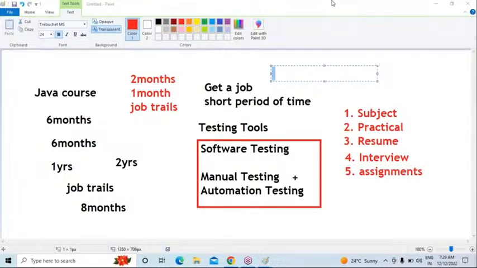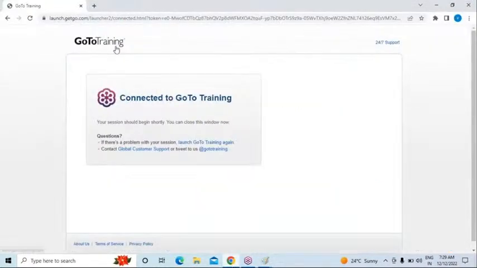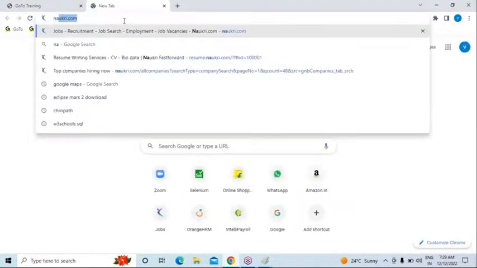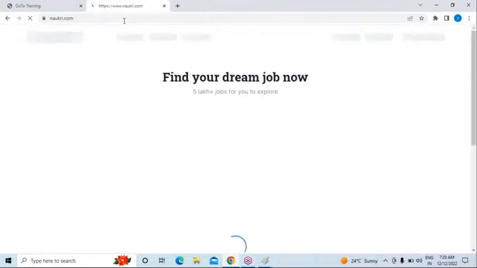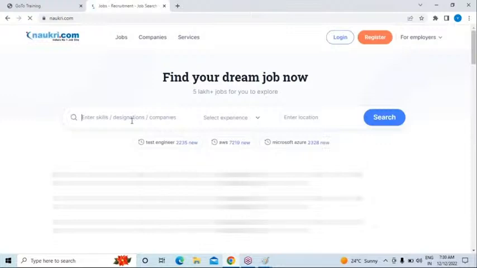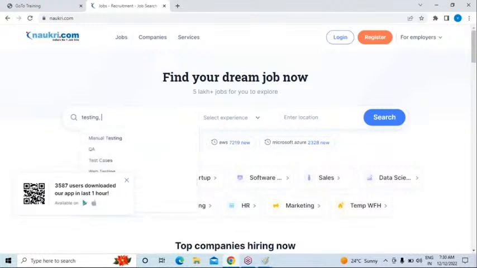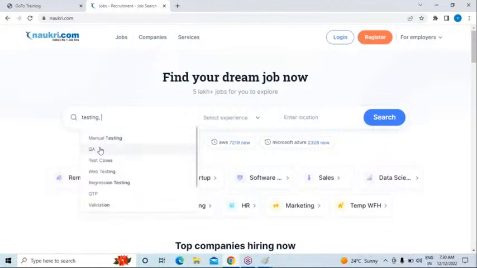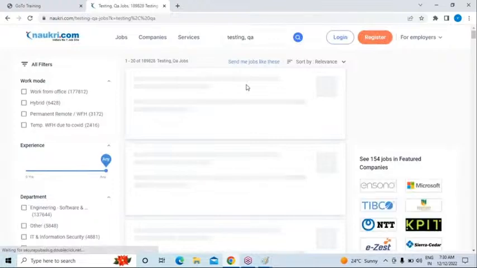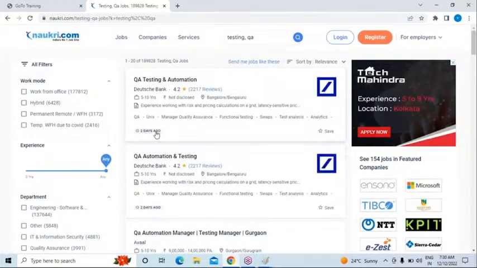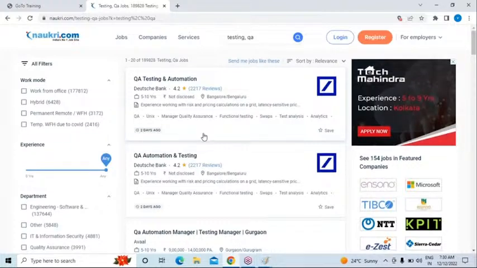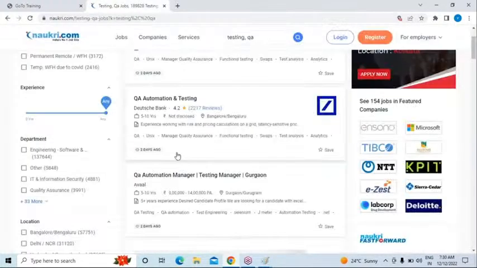presently. Are there vacancies or not? How will you come to know that? Now, simply open the Naukri website, and here you can search for the skill set like testing QA. You can add manual testing and QA or like that, and simply click on the search button. See this, 2 days ago they posted it. QA testing and automation testing. So here you will see this.